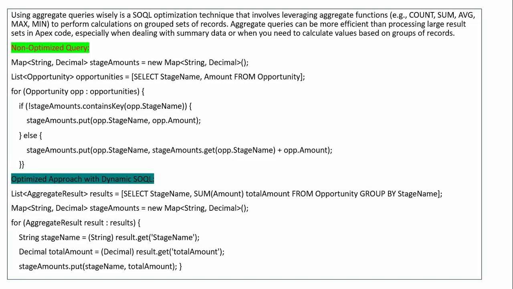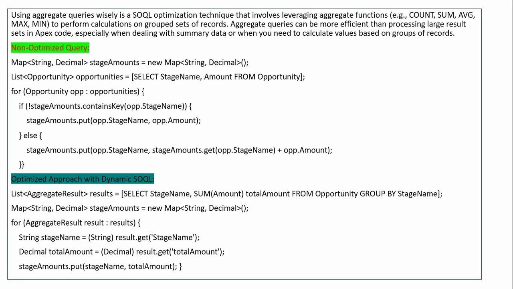Using aggregate queries wisely is a SOQL optimization technique that involves leveraging aggregate functions, e.g., count, sum, avg, max, min, to perform calculations on grouped sets of records. Aggregate queries can be more efficient than processing large result sets in Apex code, especially when dealing with summary data or when you need to calculate values based on groups of records.